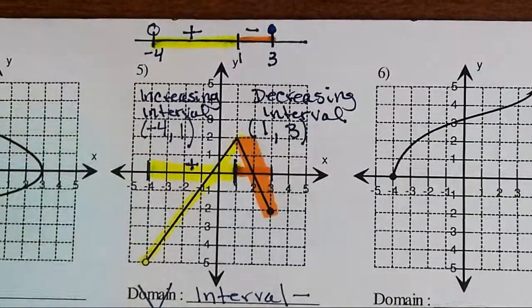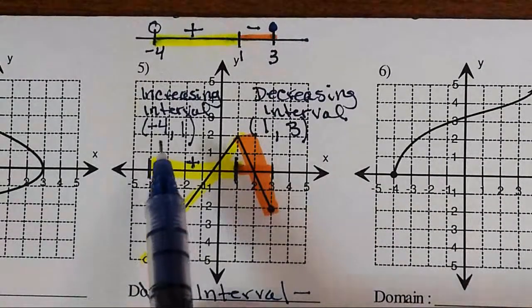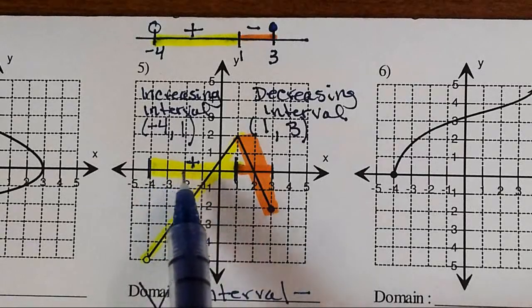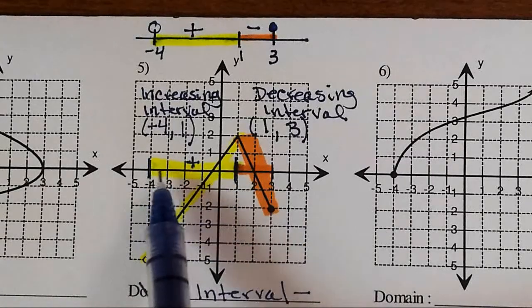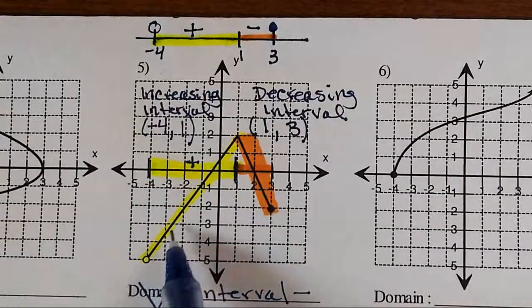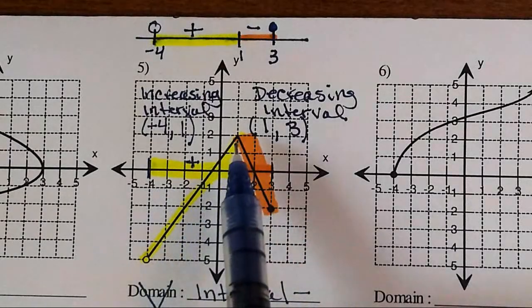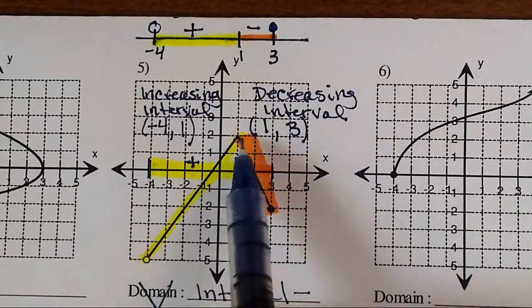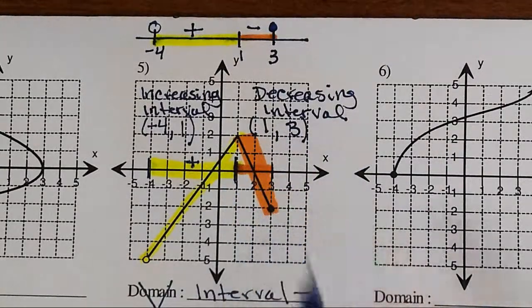What I want to point out is that these are not points. This is saying my x value starts at -4, and as long as I'm putting in values between -4 and 1, my output is going to go up. And as long as I put in values between 1 and 3, my output is going to go down.